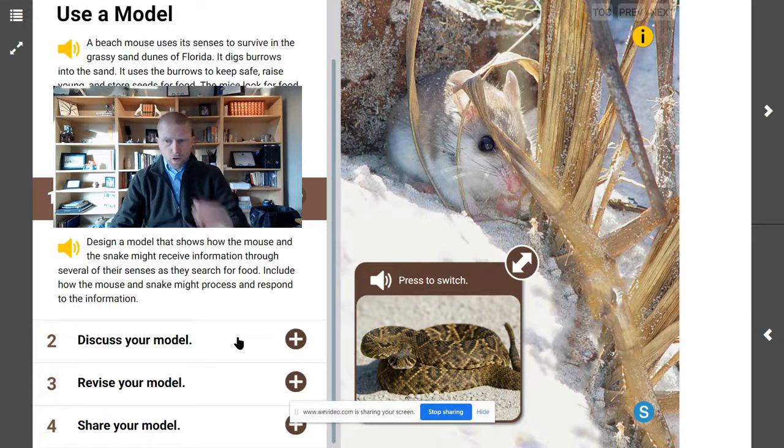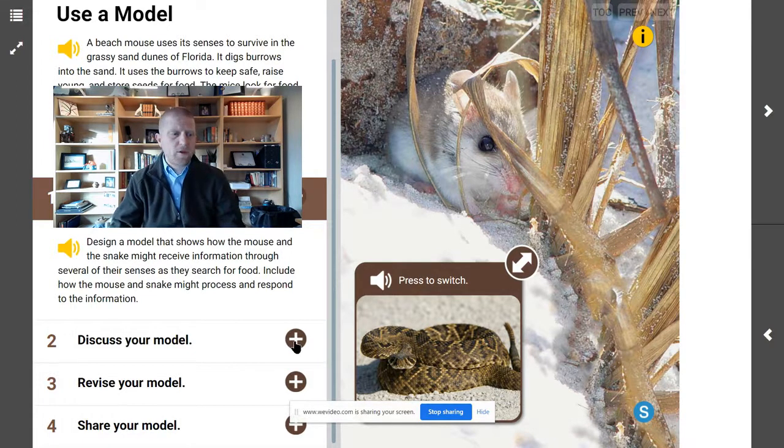So you're doing some research, you're finding out some stuff about these different creatures, and then you have to ask yourself the next set of questions. The next set of questions are things like, where are the mouse's sense receptors? And where are all of the snake's sense receptors? Where is that information being processed in either the mouse or the snake?